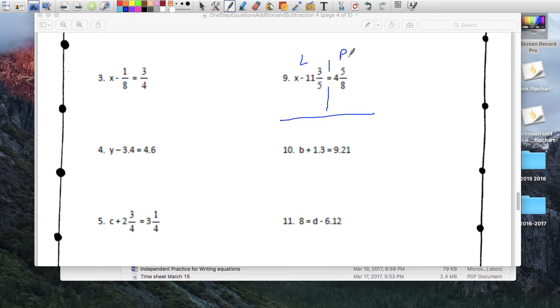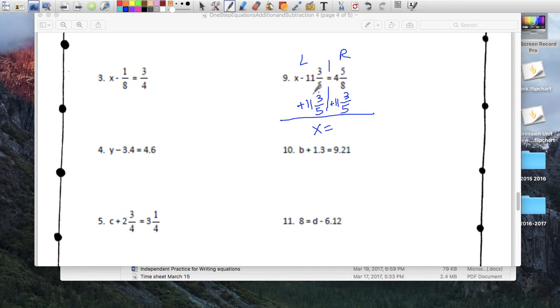Left side, right side. X minus 11 3/5 equals 4 5/8. So I'm going to isolate x. On the left side, I have to make that side look just like x with nothing else around it. So I have to eliminate this minus 11 3/5. Again, the inverse operation is going to help me out here: plus 11 3/5, which means I'm going to do plus 11 3/5 on that side.